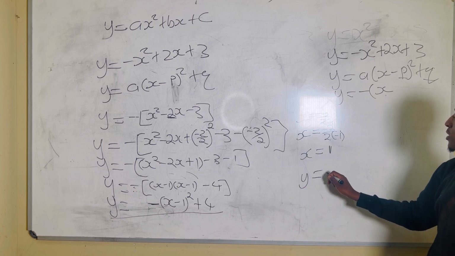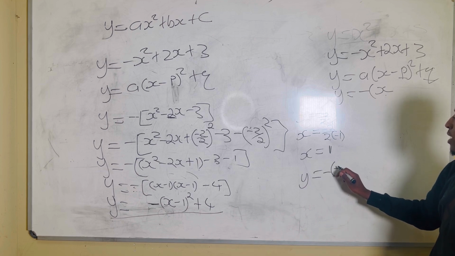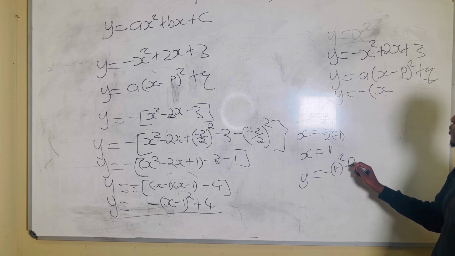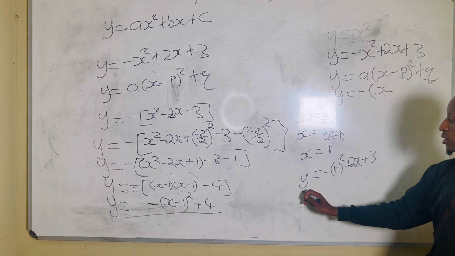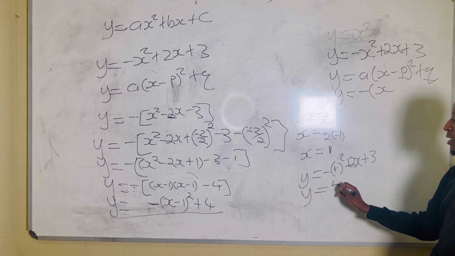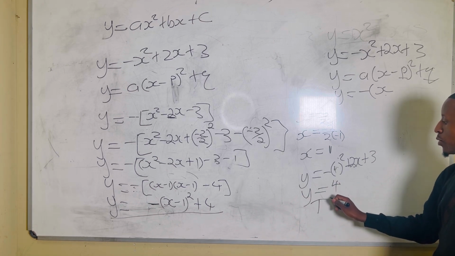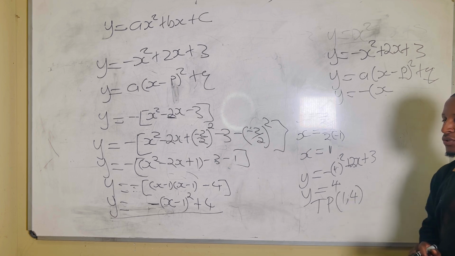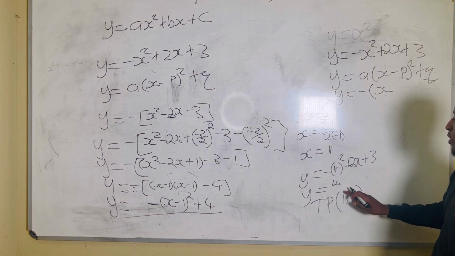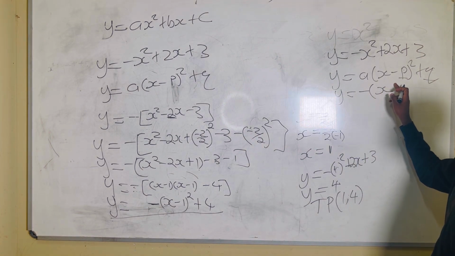If you substitute it back, you're going to get negative 1 squared plus 2x plus 3. If you punch it on a calculator, you're supposed to get 4. So your turning point is going to be 1 and 4. That will be the turning point. So when you substitute here, your x value has to change the sign.